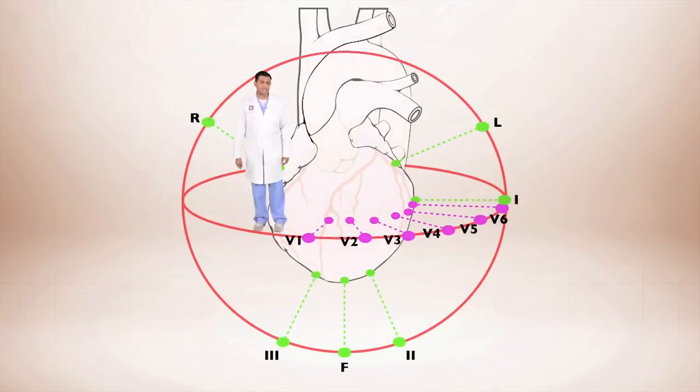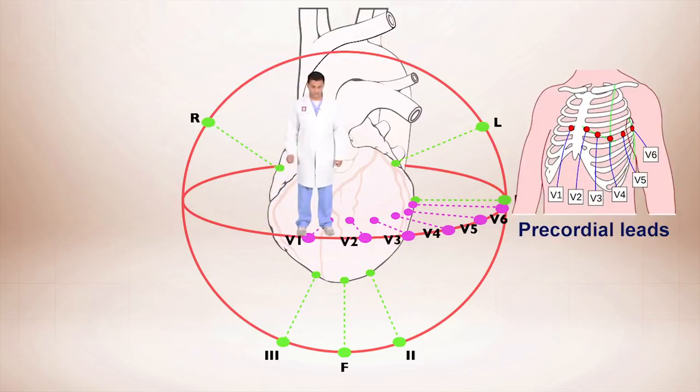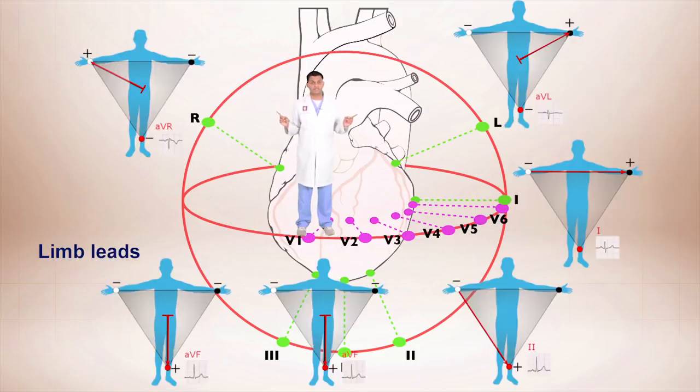So let's take a look at this diagram here. So we're taking a look at the heart from 12 different angles, right? And so we have two sets of leads. We have the precordial leads right here, which are the chest leads, the purple ones, that are looking at the heart from the horizontal axis. And then we have the green leads, which are looking at the heart from the frontal axis.